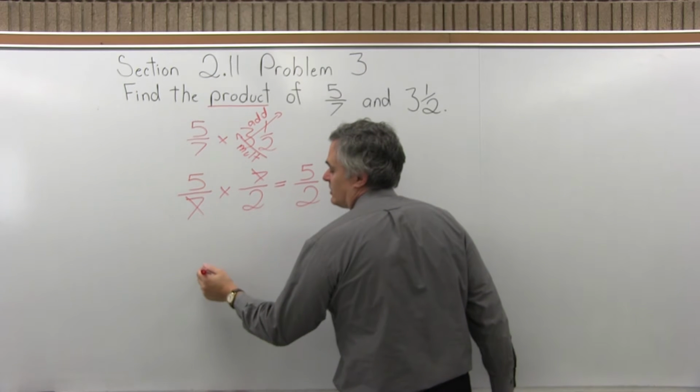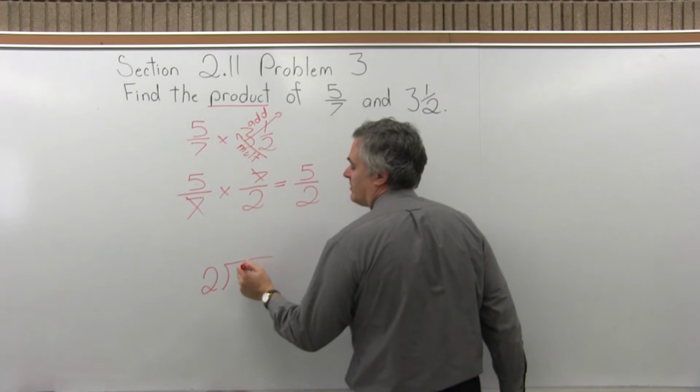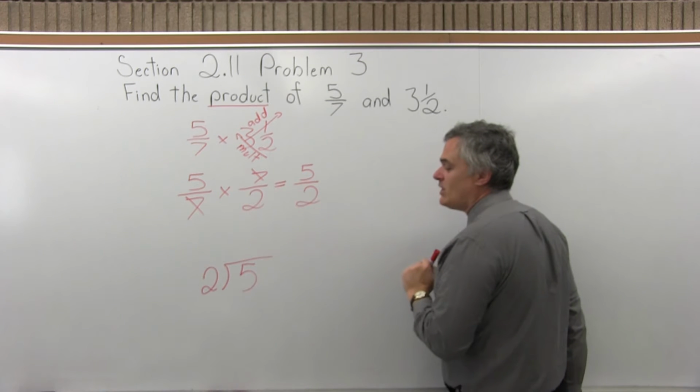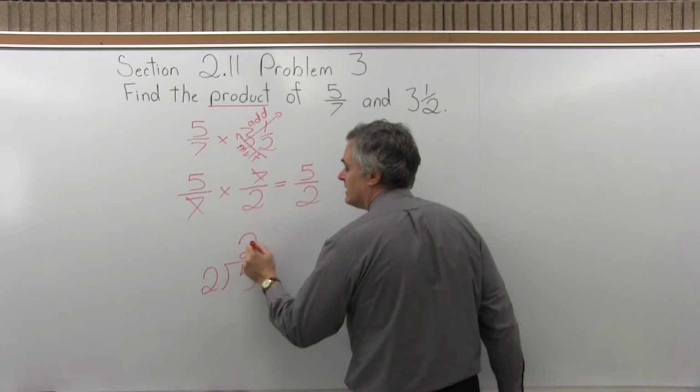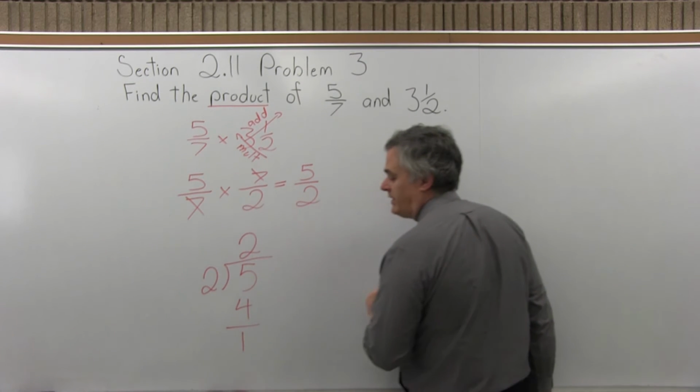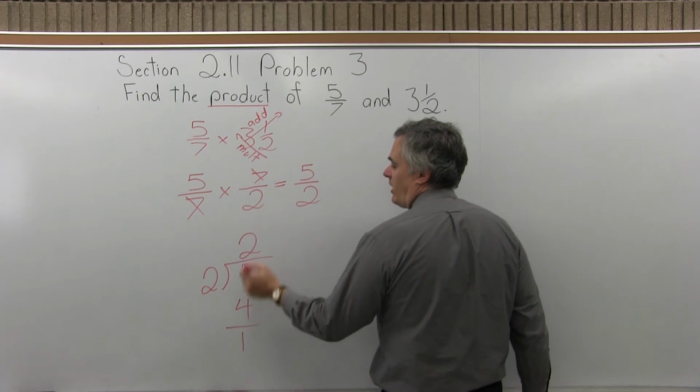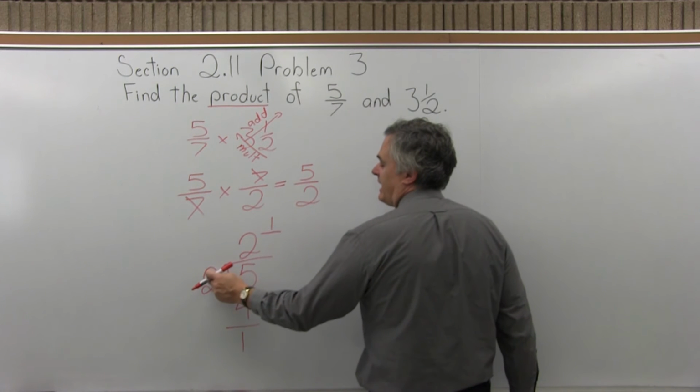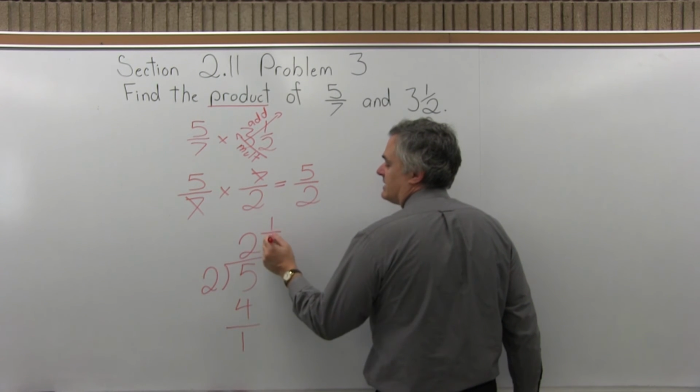And if that's the case, what you do is you divide the denominator into the numerator. 2 divides into 5 twice. 2 times 2 is 4. 5 minus 4 is 1. Your remainder, the 1, becomes the numerator, and what was the denominator, the 2, stays the denominator.